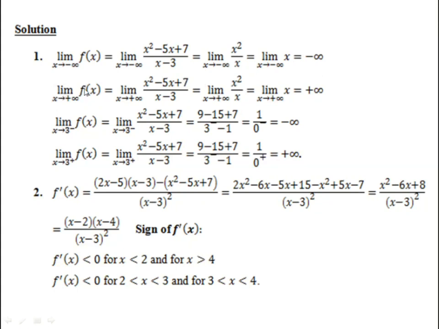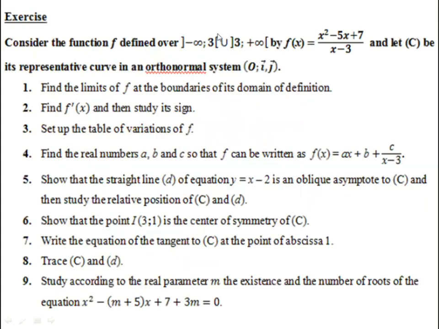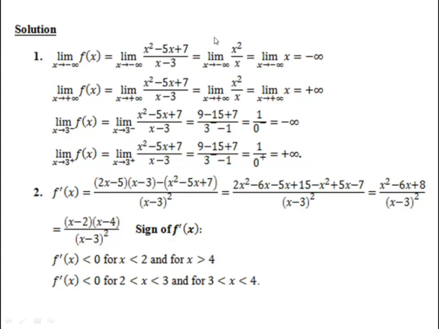Similarly, the limit of f of x as x tends to plus infinity will be plus infinity, because if we substitute plus infinity instead of x, we will have this limit equals plus infinity. Now the limit as x tends to 3 from the left, minus before 3. So we will put here 3: 3 squared minus 5 multiplied by 3, which is 15, plus 7, over 3 minus 3.